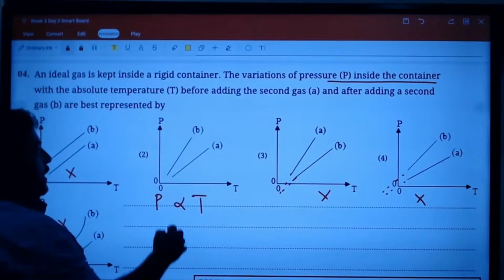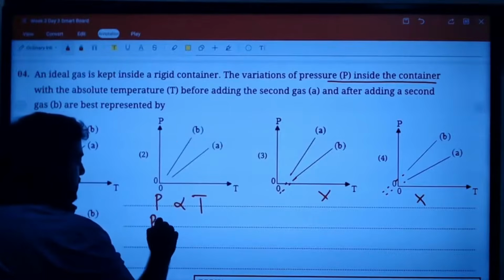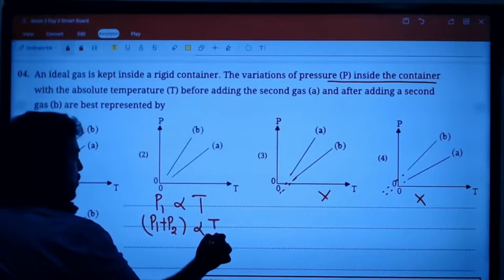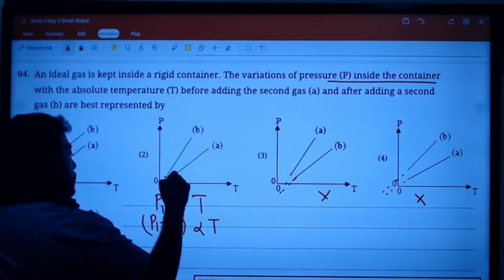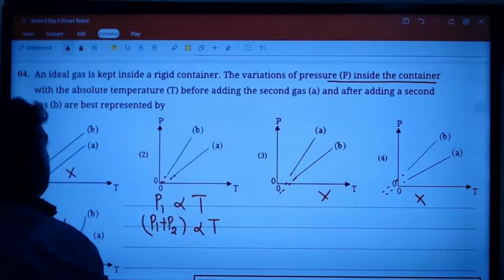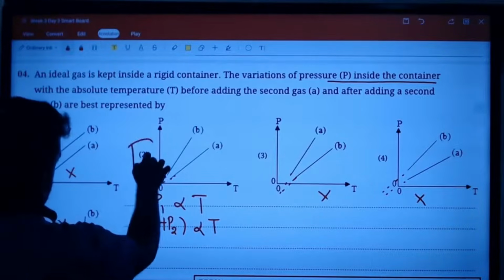Now in the second situation, two gases. So the total pressure here is P1 plus P2. That is proportional to absolute temperature. That will also go through the origin. Both will go through the origin. So the most suitable answer is answer number 2.